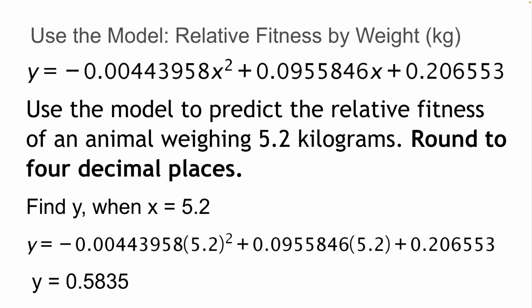So we found that y was 0.5835, rounding to 4 decimal places. And so this is the predicted relative fitness of an animal weighing 5.2 kilograms.